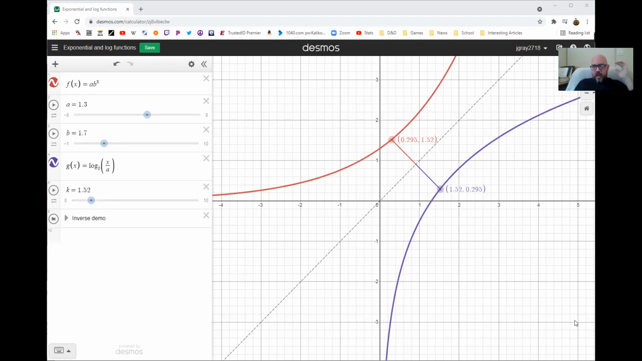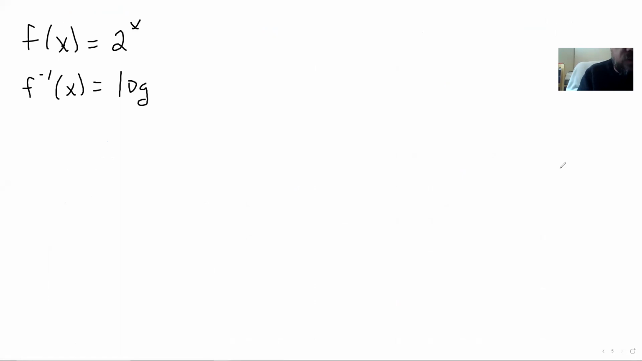Okay, so let's say I have the simplest of functions. Let's say 2 to the x, so f of x equals 2 to the x. And then the inverse function we know is going to be the logarithm with the base of 2. f inverse of x is log base 2 of x.